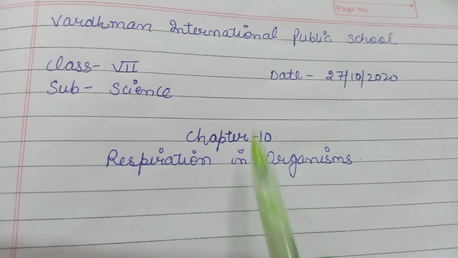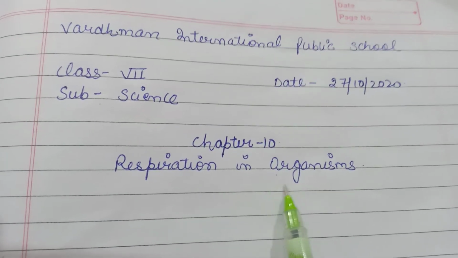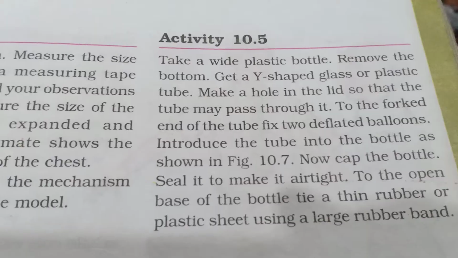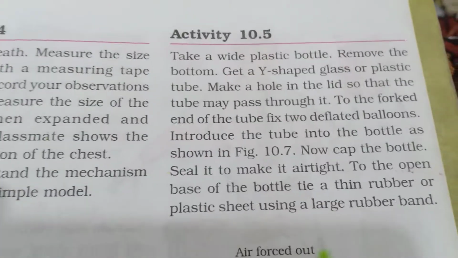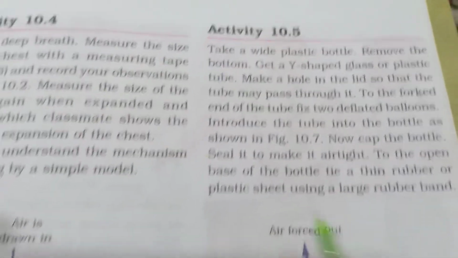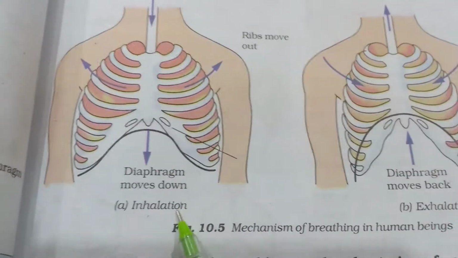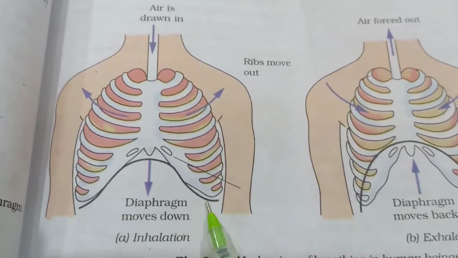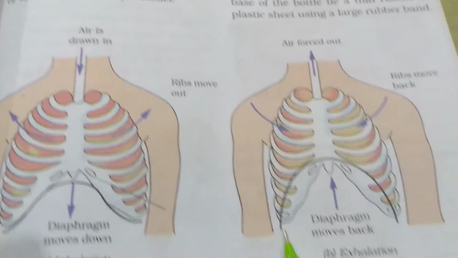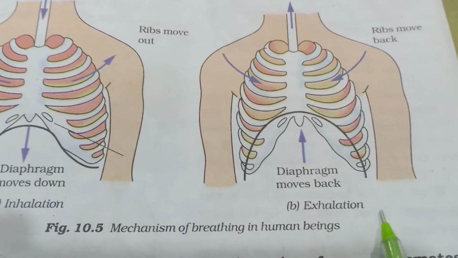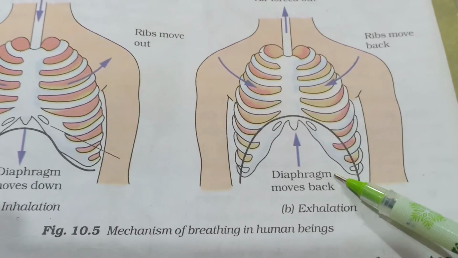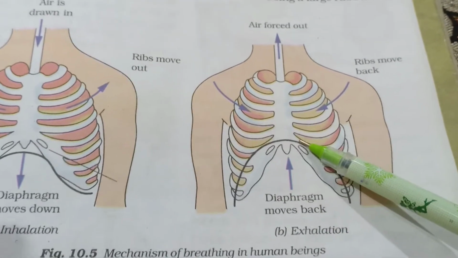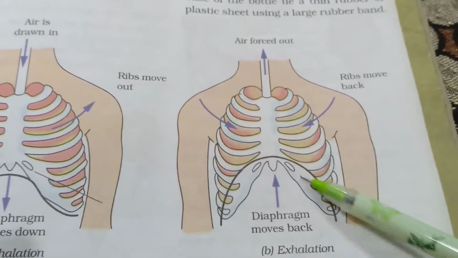We are continuing with chapter number 10, Respiration in Organisms. We'll be starting with activity 10.5. In the last video, we discussed the inhalation process in which the diaphragm moves down, and today we'll be talking about the process of exhalation in which we give out carbon dioxide and the diaphragm moves back to its original space. Can you see the diagram, class?